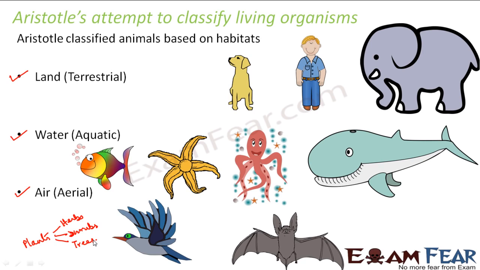Similarly, when you look at the aquatic animals, if you compare a fish with something else like an octopus, they are very different. So it was hard to consider them to be of a similar kind. So Aristotle's attempt to classify the living organisms was not very successful.